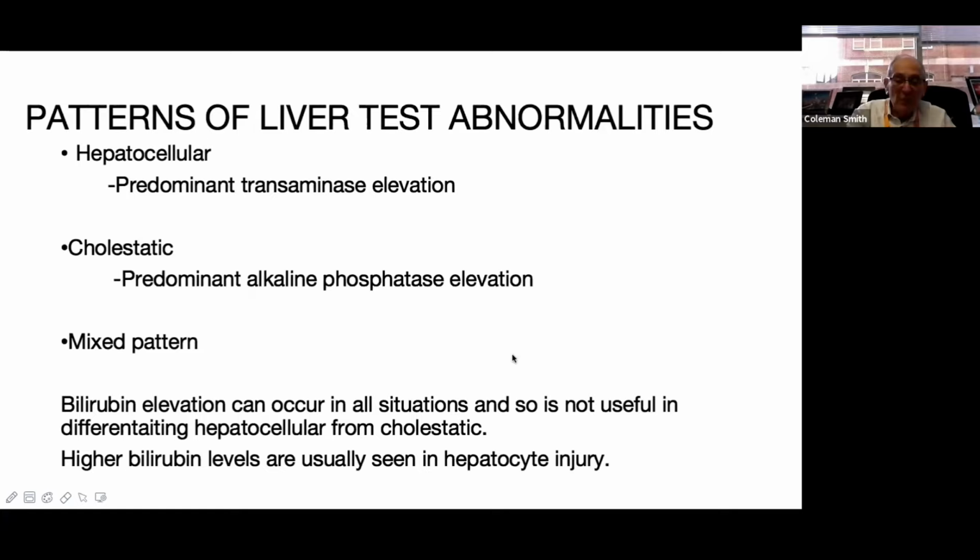How do I get rid of this? I can't see the bottom of my slide there. Can you see it?